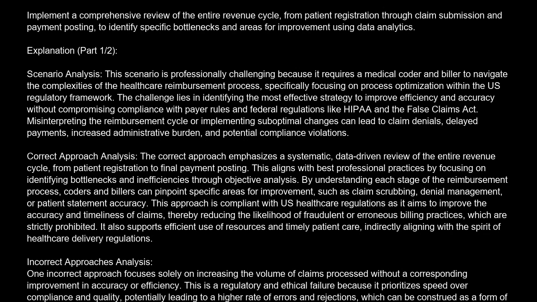The correct answer is C. Implement a comprehensive review of the entire revenue cycle, from patient registration through claim submission and payment posting, to identify specific bottlenecks and areas for improvement using data analytics.